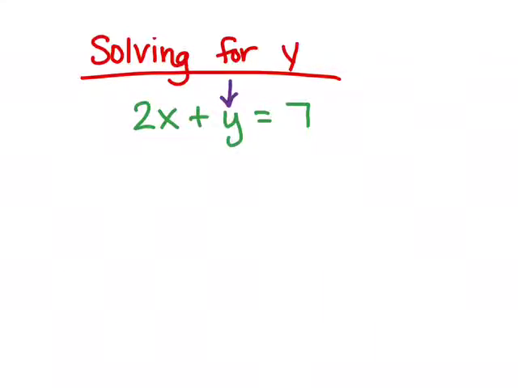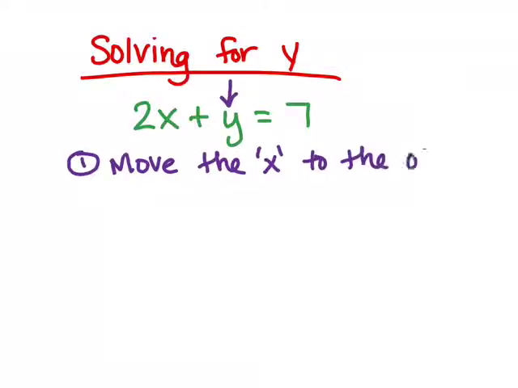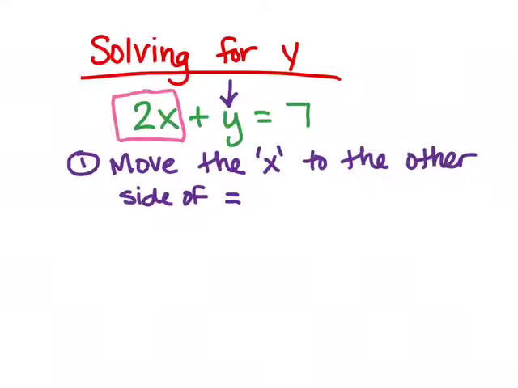I'm just basically taking this equation and rearranging it so that it says y equals and then the rest of it. Okay, so I'm going to give you a couple steps to follow. First step is you want to move the x portion, so that's going to be the x or whatever's with the x, to the other side of the equal sign. In this case, I would take this entire 2x and I would need to move it to the other side of the equal sign.